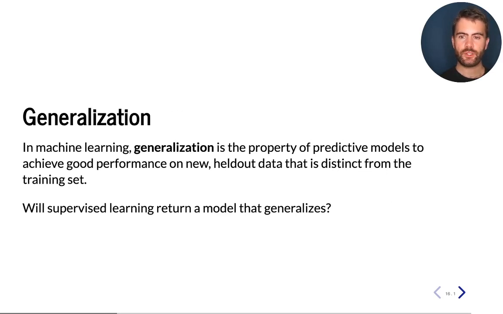So this definition is really important, and in fact, there's a special word for describing the property that I just defined, and this is used throughout machine learning. This concept is generalization. I will repeat here what I described earlier, but this is really important, so I want to re-emphasize it. The property of a predictive model to achieve good performance on new unseen data that is different from the training set is called generalization. And we want to make sure that supervised learning methods return models that generalize.